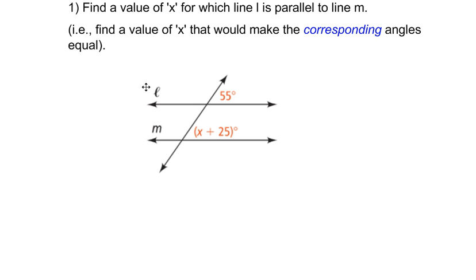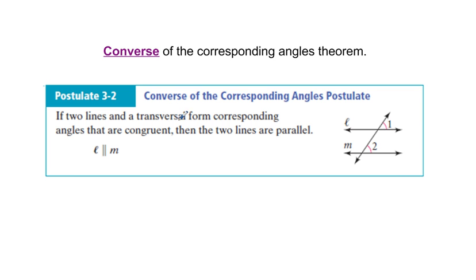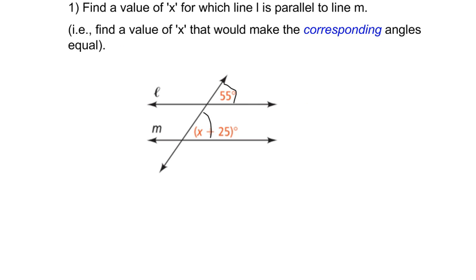Let's take an example. Find a value of x for which line L is parallel to line M. In other words, what value of x would make these two corresponding angles congruent? Because once I do that, what does it say? If two lines and a transversal form corresponding angles that are congruent, then the two lines are parallel. And what they're asking me to do is find a value of x for which line L is parallel to line M.